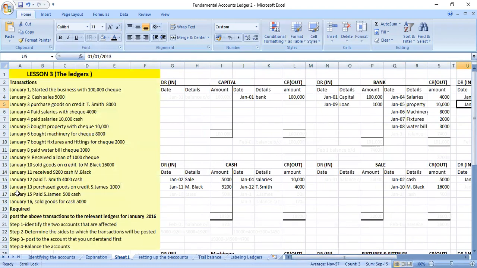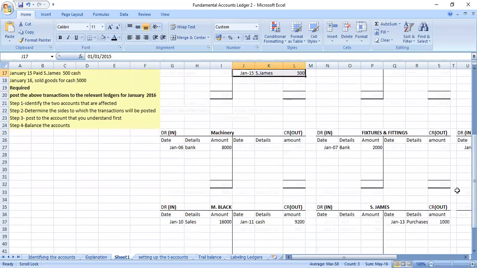Now on January 15, we paid S James $500 cash. The two accounts affected are S James and cash. Since we paid S James, we're going to have to take the cash out of our cash account, right? So it's going to be January 15, S James, $500. It simply means that we paid $500 to S James. All right, let us now look for S James' account to record the information in his account respectively.